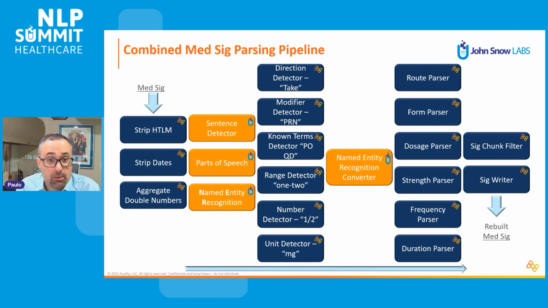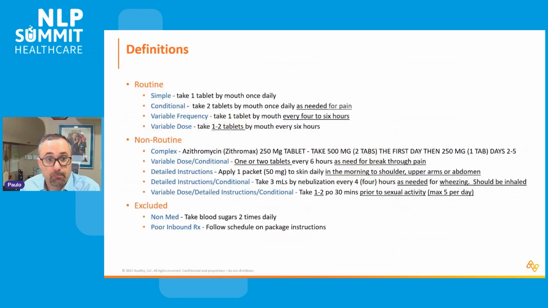We then process that through the named entity recognition converter. And then on the outside, we parse the route, the form, the dosage, the strength, the frequency, and the duration with the parser, and really create that one full sig writer that rebuilds the med sig for this particular prescription. And so in order to really show the value, I wanted to take you through some definitions.